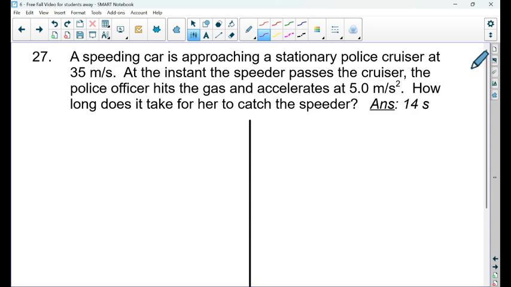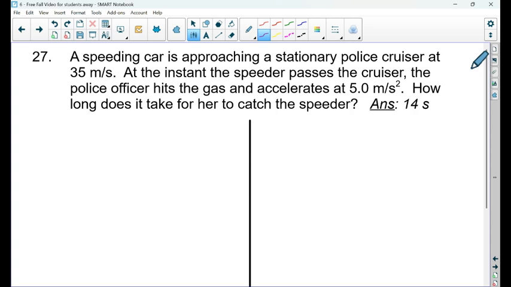The car is moving at 35 meters per second. That's constant speed. It's not accelerating. Constant velocity. At the instant the speeder passes the cruiser, the police officer hits the gas and accelerates. So, car, not accelerating, uniform motion, constant velocity, acceleration equals 0. Police cruiser, accelerated motion. They are uniformly accelerating. So the formulas we're going to use are going to differ for these 2 situations.